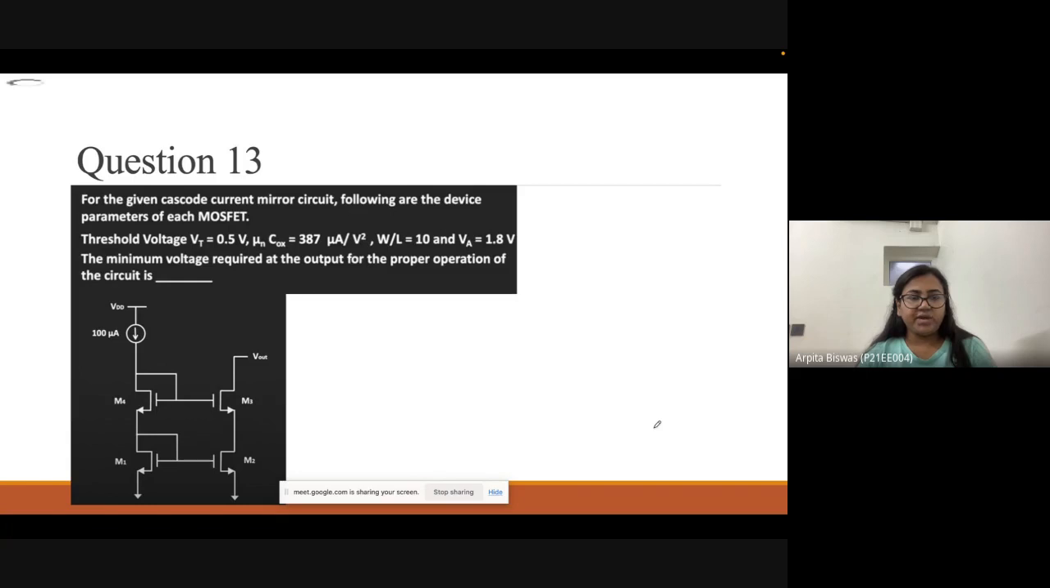So we have to find out the minimum voltage required at the output for proper operation of the circuit. So we have to find the minimum output voltage. Just wait for 2-3 minutes, then we will start to solve this.